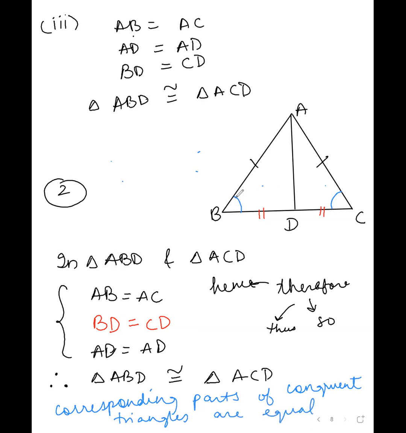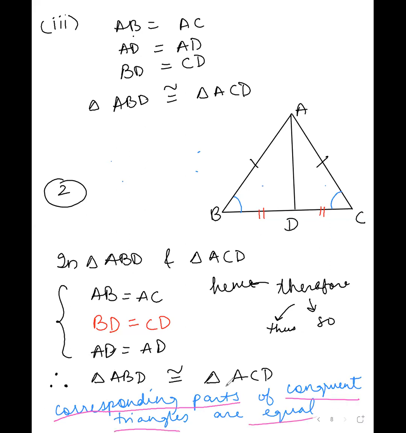Yes, that's why angle B is equal to angle C. Yes. Can you explain again? Which part did you not understand? Like corresponding parts of congruent triangles are equal. Okay. Let's break down this particular statement into three parts: corresponding parts, then congruent triangles, then equal.